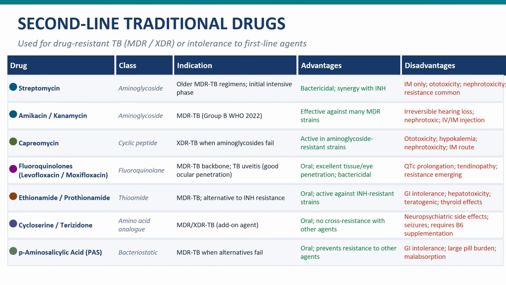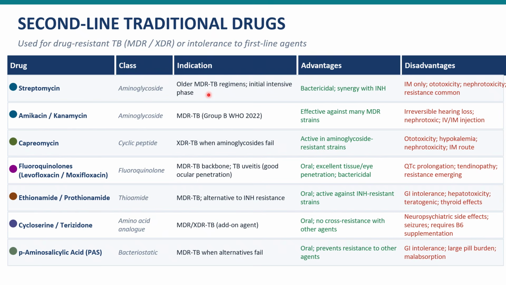This is the second line. The second line is meant for whenever there is drug resistance, like MDR or XDR. These are different types of drug resistance defined by the WHO, so that instead of the first line, they use the second line. You need not memorize all of them. Just keep in mind that fluoroquinolones like moxifloxacin and levofloxacin can be used for tuberculosis, and MDR stands for multidrug resistance.